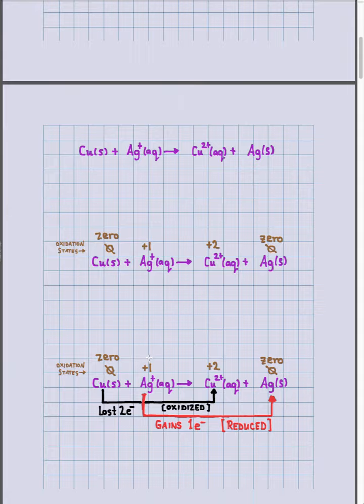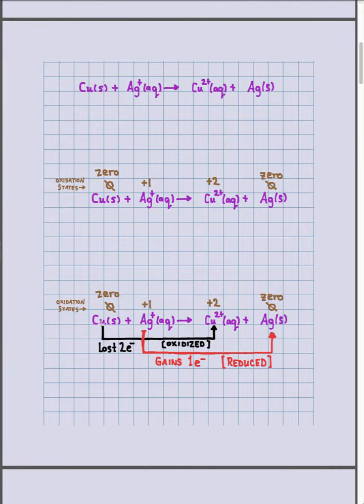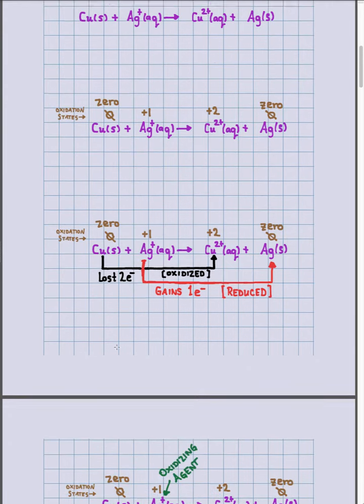So one way I write it sometimes is I'll say copper goes to copper 2 plus, and that's a loss of 2 negative electrons. And silver plus goes to pure silver, which is a 0, and that's a gain of 1 negative electron. Gaining electrons is called a reduction. Losing electrons is called an oxidation.